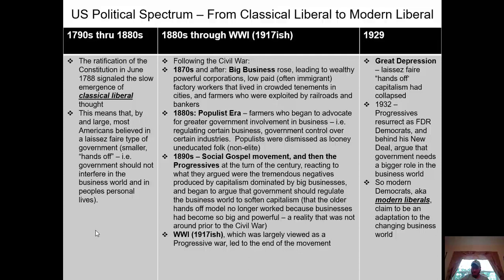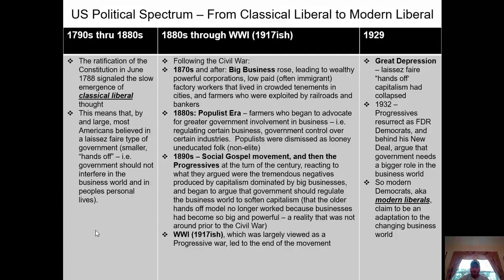Remember, prior to the Civil War, the closest things we had were the Lowell textile mills and railroads, and both of them were nothing compared to the big businesses you saw emerge after the Civil War. The railroads basically exploded in size. So in the 1870s and after, big business rose, and that led to wealthy, powerful corporations.